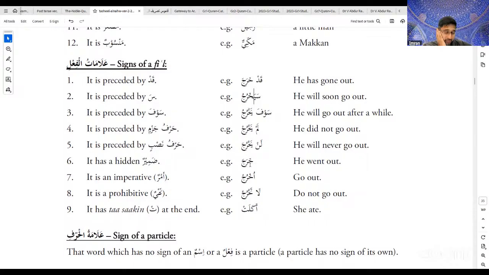Excellent. Number 7. It is an imperative, amr, ukhruj. For example, ukhruj, go out. Okay, so what do you mean it is an imperative? It's a command. It's telling to do something. Excellent. It's an order which you are asking someone else to perform.